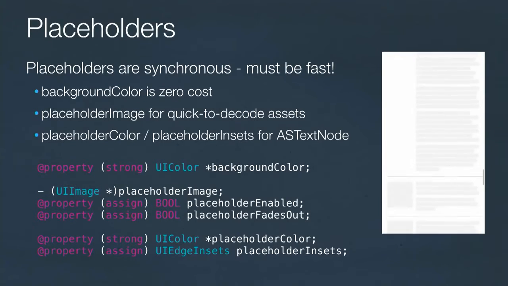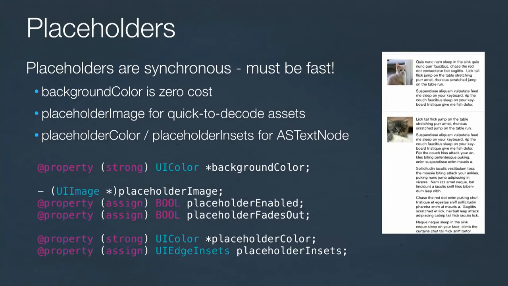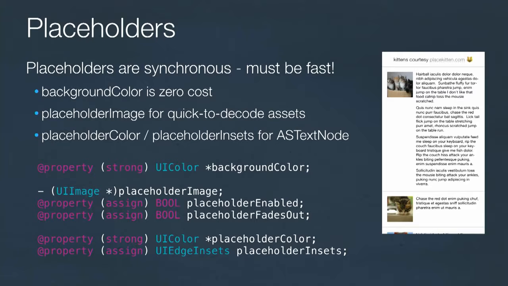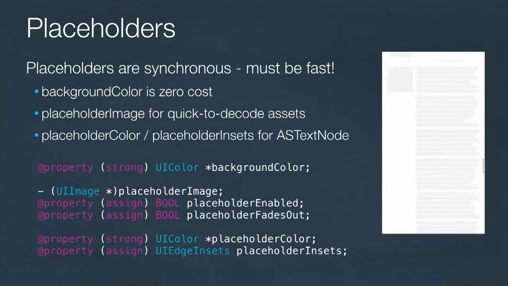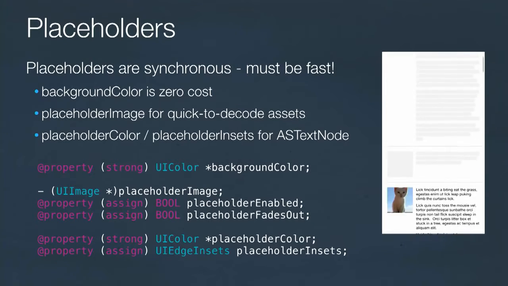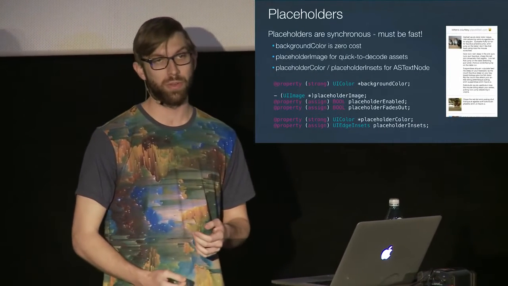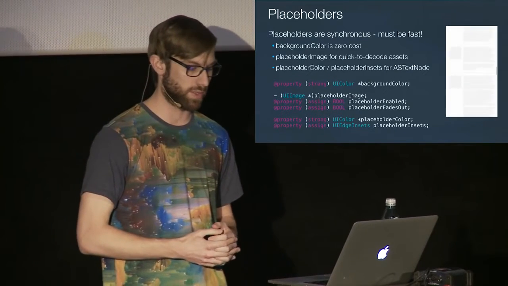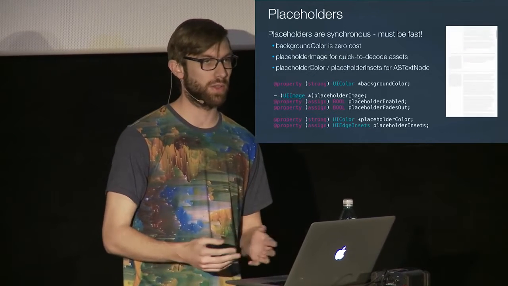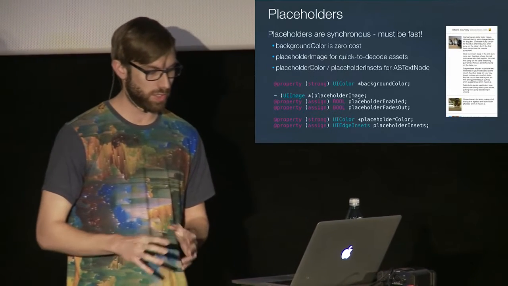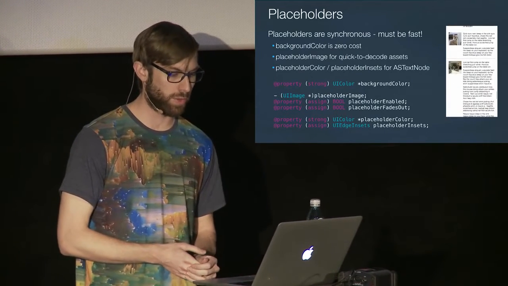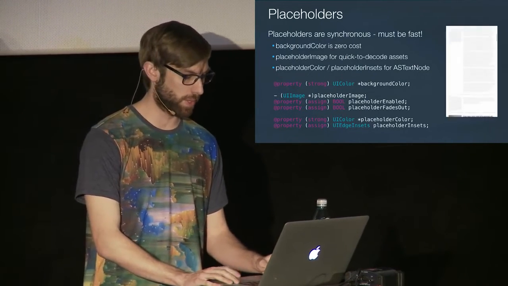And so placeholders, this is what happens on a really slow phone if you're scrolling really fast and you don't finish preloading in time. These are customizable using background color, which is free of cost to use. It's rendered by the GPU. You can set a placeholder image, which should be pretty quick to decode because this is synchronous. You can even set the placeholder to fade out nicely when the final content is done. And you can change the appearance of the text placeholders as well. If you'd like more options, we're thinking about further improving this API.